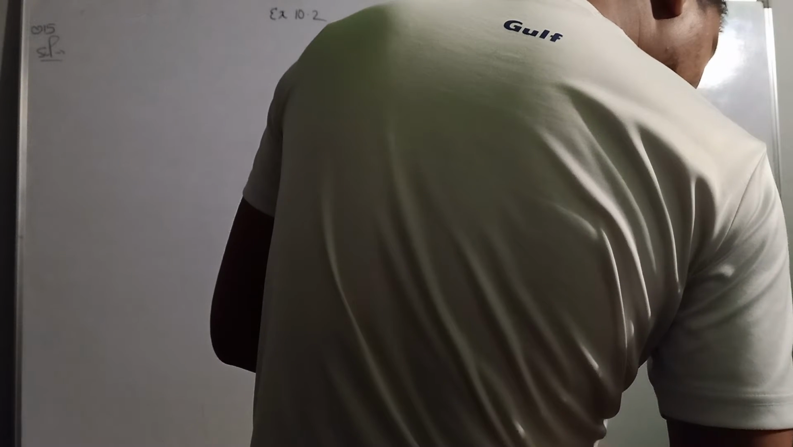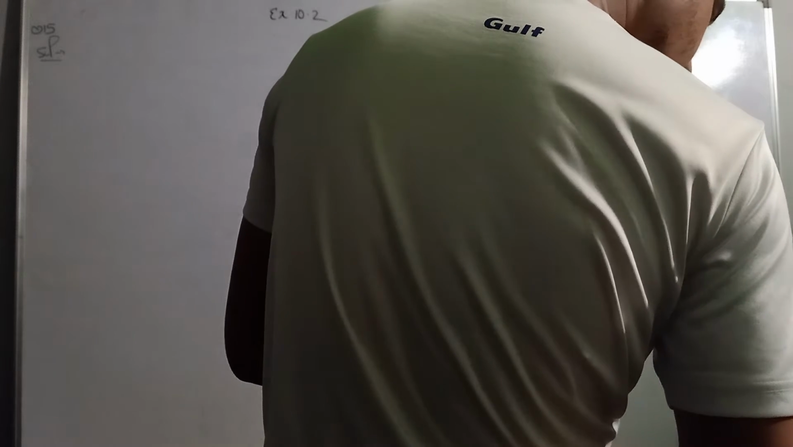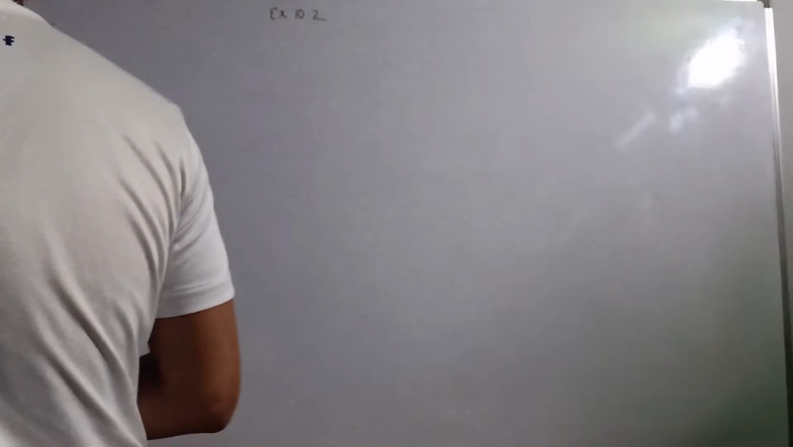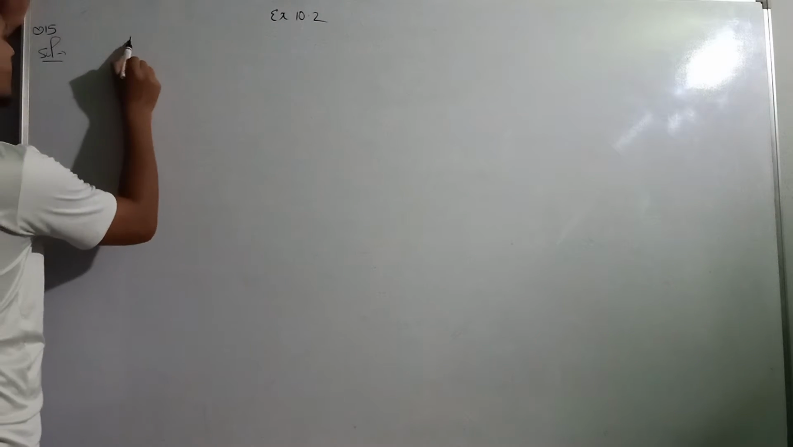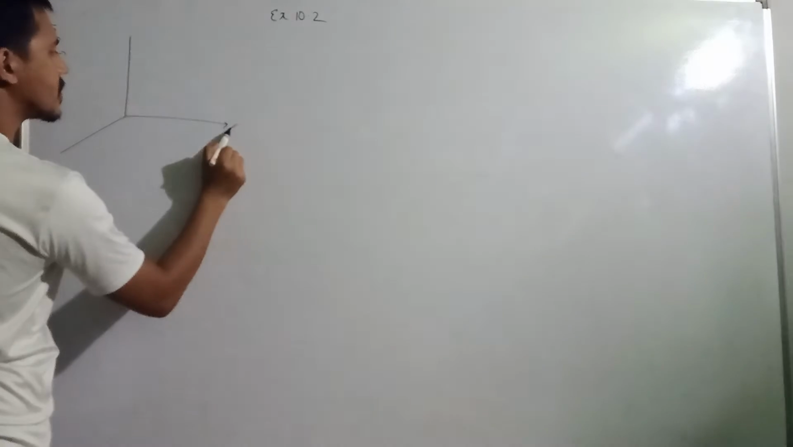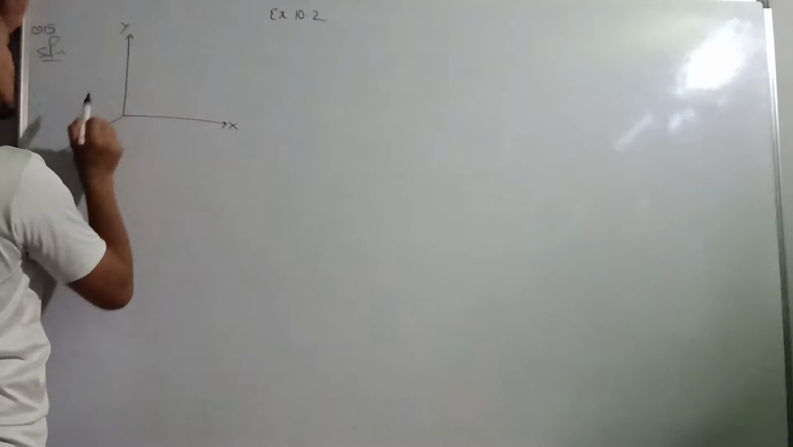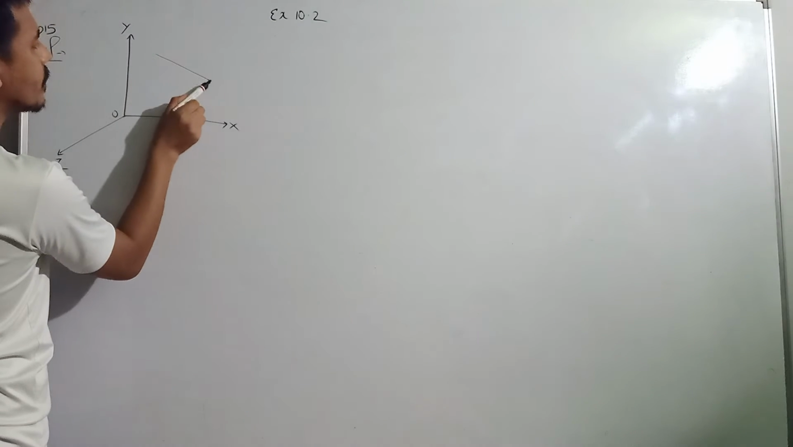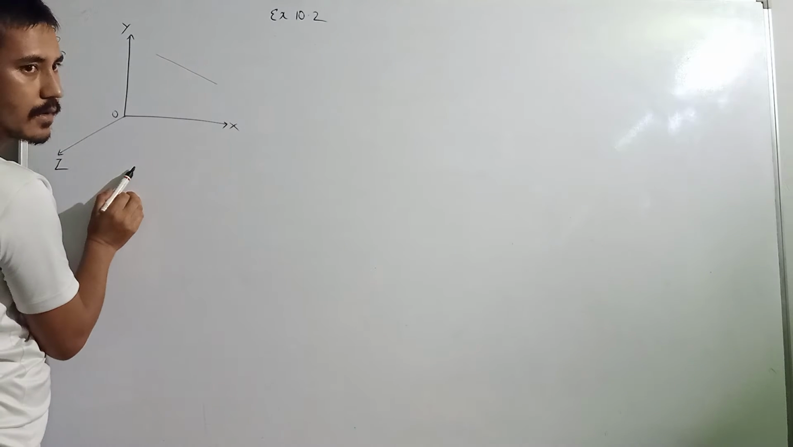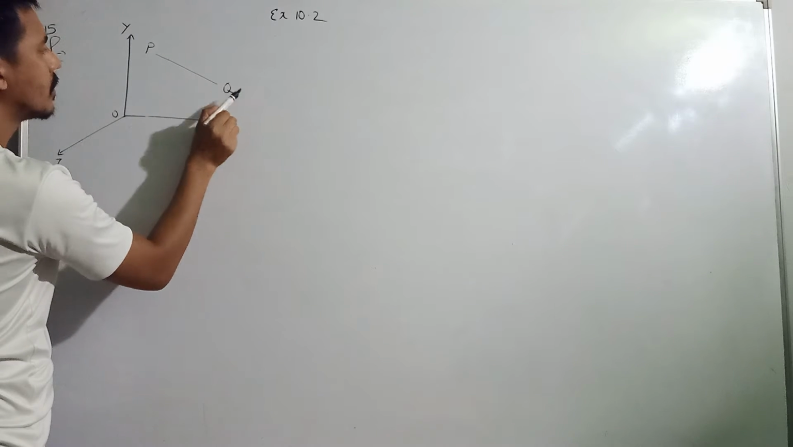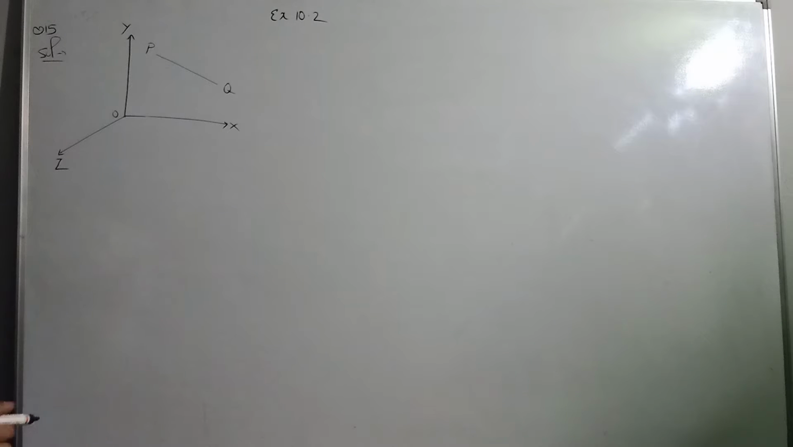which divides the line joining two points P and Q whose position vectors are given. So this is your three-dimensional coordinate system, the x-axis, the y-axis, the z-axis. There is a line joining 2 points A and B, or P and Q. So there is a line joining 2 points P and Q whose position vectors are given.